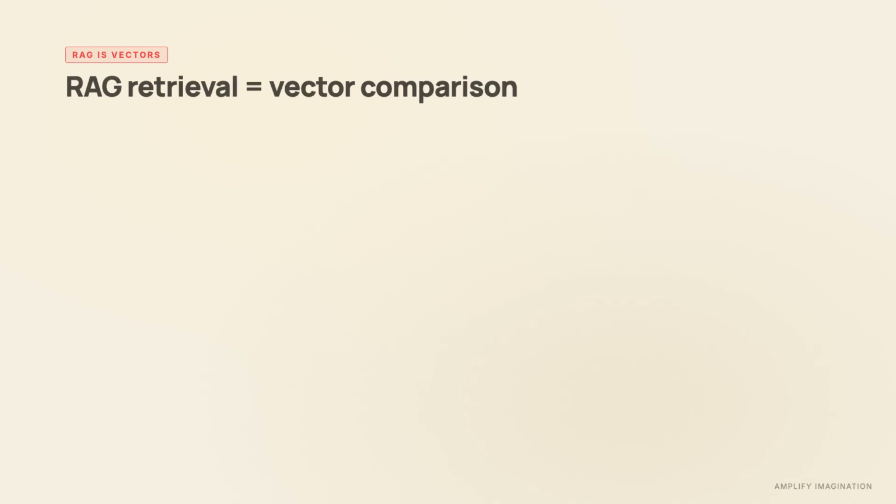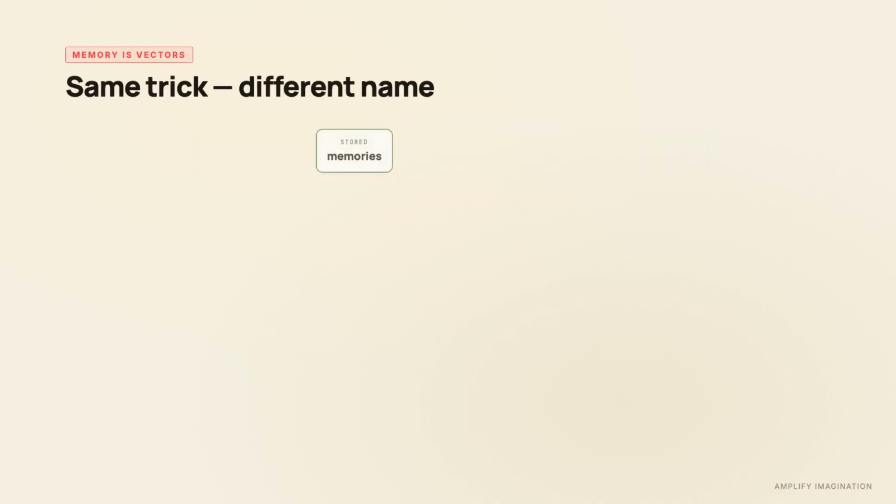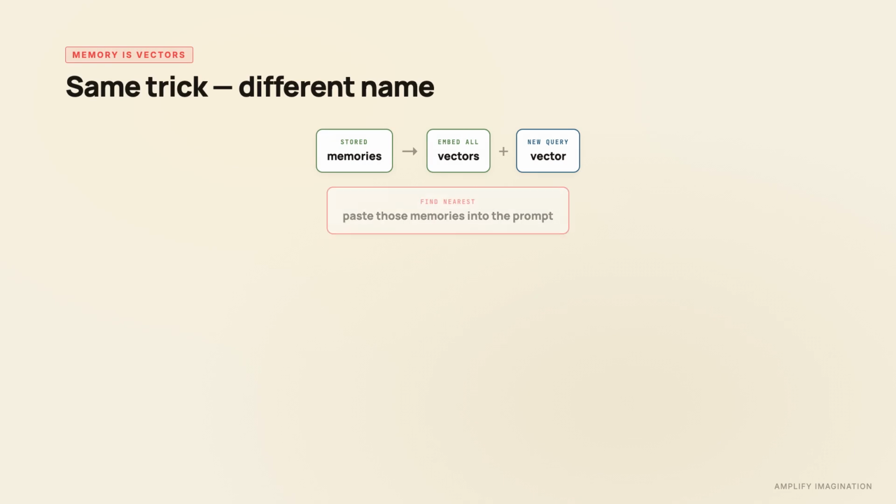Now watch how this powers everything you've already learned about RAG. When a question comes in, the system embeds the question, turns it into a vector. Then it compares that vector against embeddings of every chunk in its corpus. The closest matches are the most likely to be relevant. The system retrieves them and pastes them into the prompt. That's what RAG retrieval actually is, vector comparison. Memory, same idea. Stored memories are embedded, new queries are embedded. The product looks up which stored memories are nearest in vector space and pastes those in.